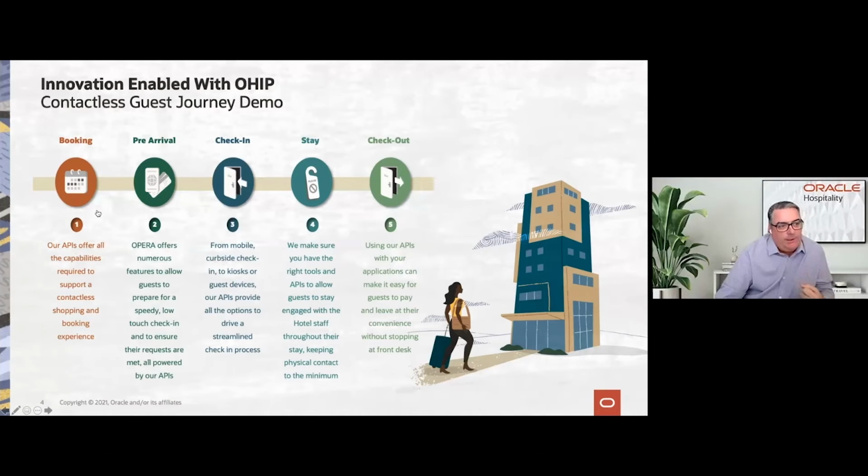In the booking, of course, this is where the guest starts their journey. And all of our APIs have the capabilities required to support a contactless shopping and booking experience. Then after the guest books their reservation, we move into the pre-arrival phase of the journey. And we have numerous features that allow a guest to prepare for a speedy, low-touch check-in and to ensure their requests are met, which again are all powered by our APIs.